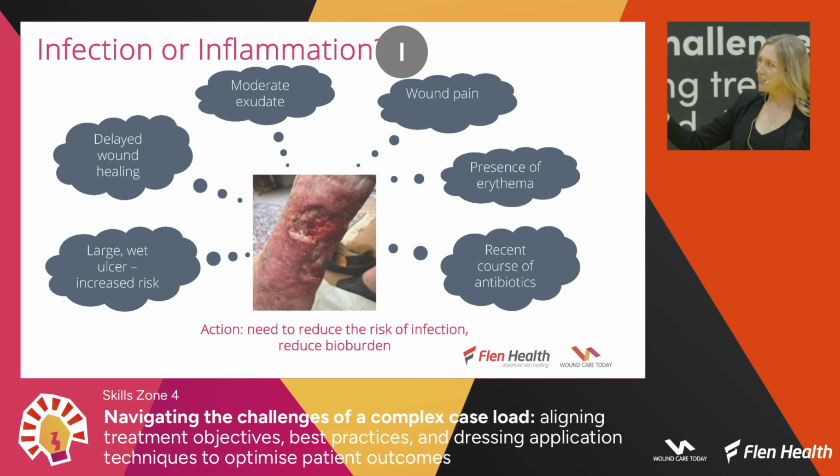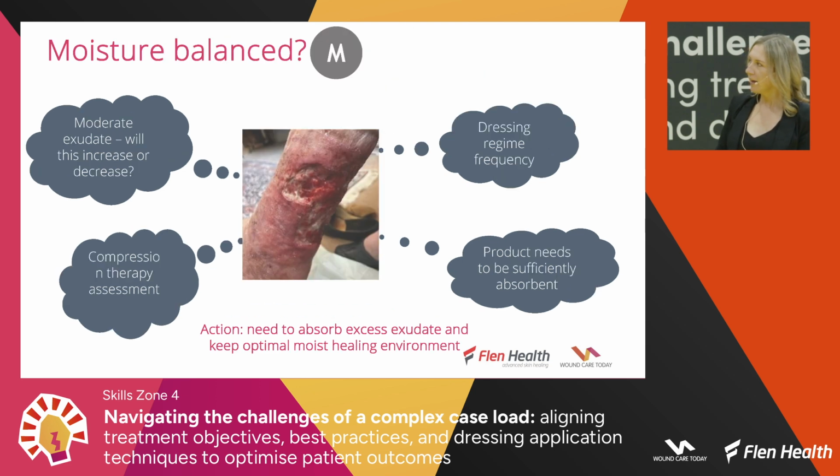Now, the decision with June was made to apply something that's going to reduce that bioburden so that she's not going to again go on to get infected. And then the M. If we get the T and the I done really well and we have the underlying etiology sorted, the M will often balance itself out. So the moisture balance will often reduce, or the excess moisture will reduce. So we need to make sure she's got sufficient absorbency on there and the dressing frequency is enough.